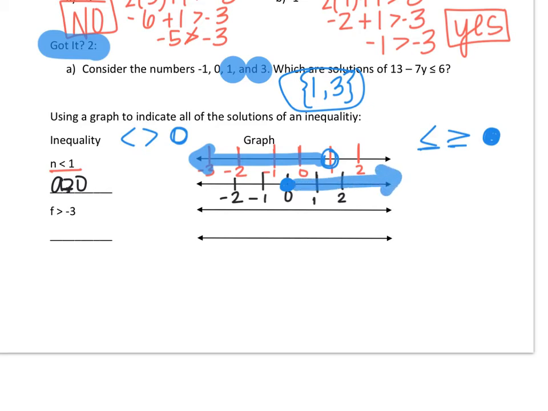For f is greater than -3, we're going to put 0, -1, -2, -3, and 1, 2, 3. We're going to put an open circle on -3, and we're going to shade everything that's greater than that. And then on the last one, I want you to do -2 is greater than or equal to x.